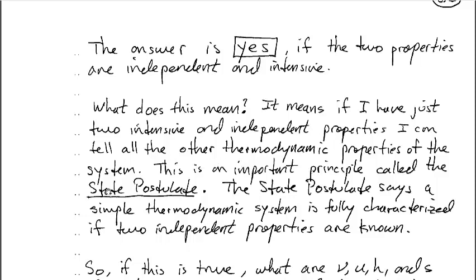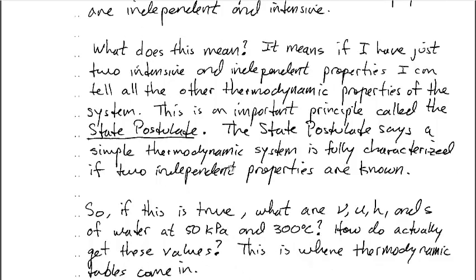That principle is called the state postulate. And the state postulate basically says that a simple thermodynamic system is fully characterized if only two independent properties are known. So all I need to know are two independent properties of my system. And if I know those two independent properties, I can determine all the other thermodynamic properties. I can determine specific volume and internal energy and enthalpy and entropy if I know temperature and pressure, assuming temperature and pressure are in fact independent.